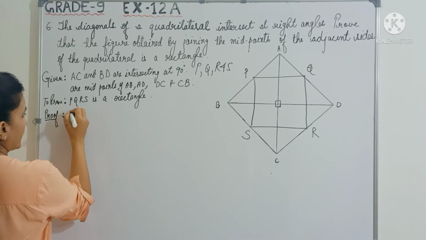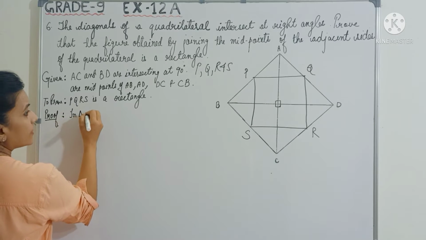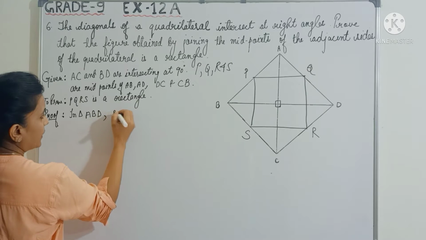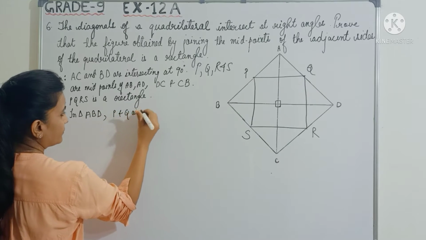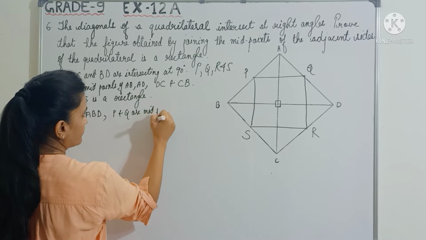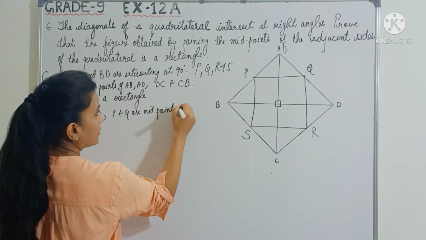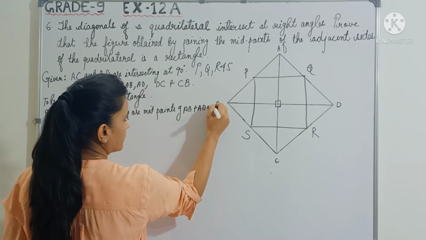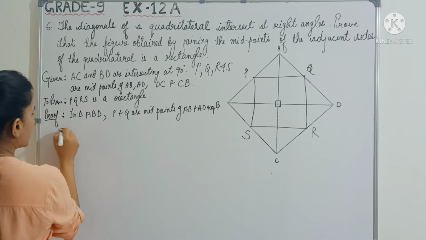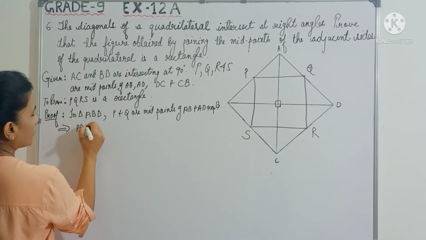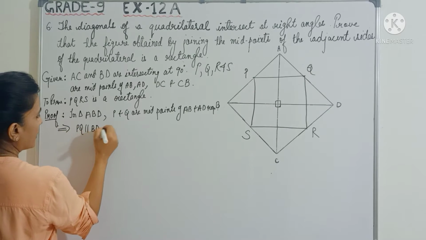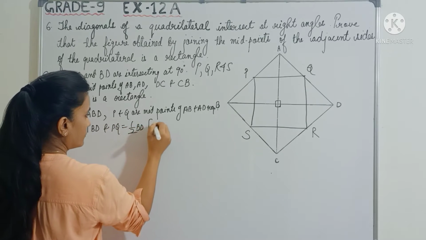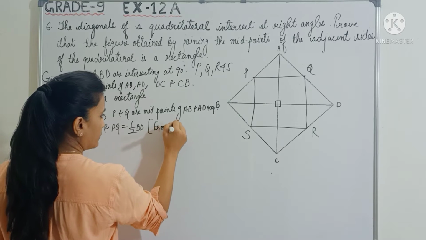Okay. So write down, in triangle ABD, P and Q are midpoints of AB and AD respectively, right? So this implies PQ will be parallel to BD and PQ will be equal to half of BD, right? From midpoint theorem.